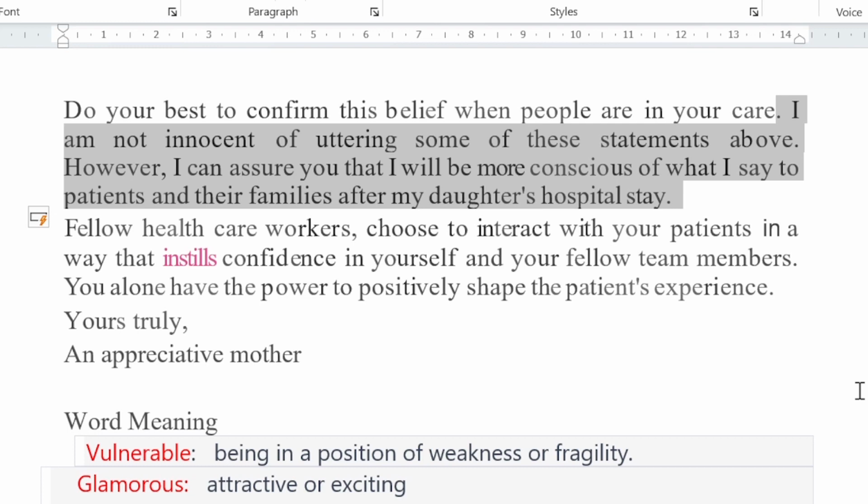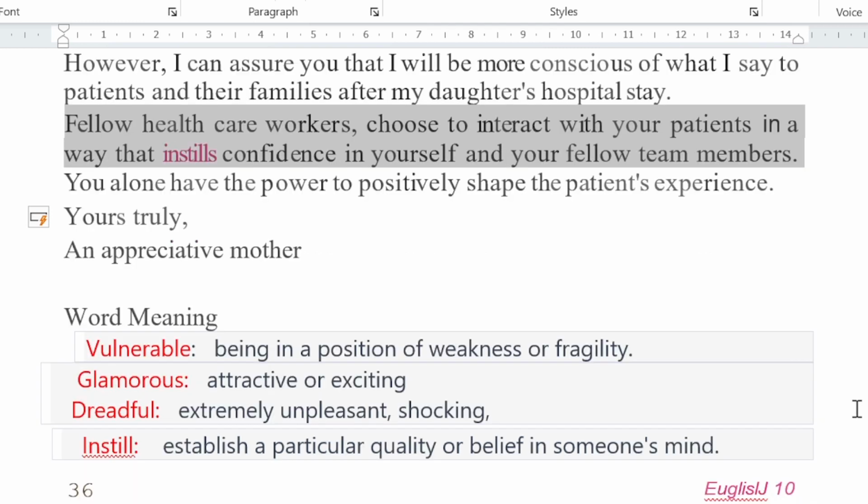However, she promises to be more aware and careful about what she says to patients and their families after her own daughter's experience in hospital. Fellow healthcare workers, choose to interact with your patients in a way that instills confidence in yourself and your fellow team members. So here the speaker is addressing other healthcare workers and suggesting that they should interact with patients in a way that builds trust and confidence both in themselves and among their team members.